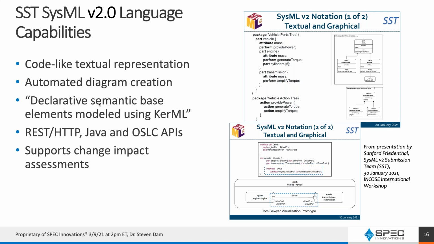And then again, they're using something called kernel, and I'm still understanding more what kernel is. It's to give the declarative semantic base elements modeled using kernel. So whatever that means to you. That's great. But what was exciting to me, again, they're looking at REST, HTTP APIs, as well as Java and OSLC, which is great. That's all good.